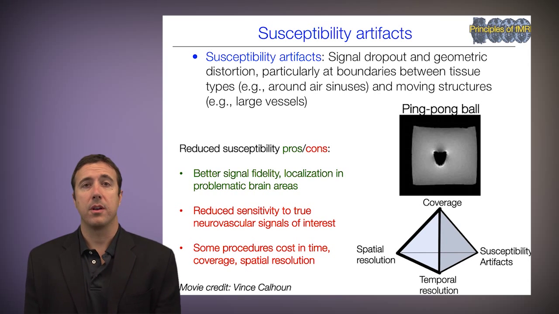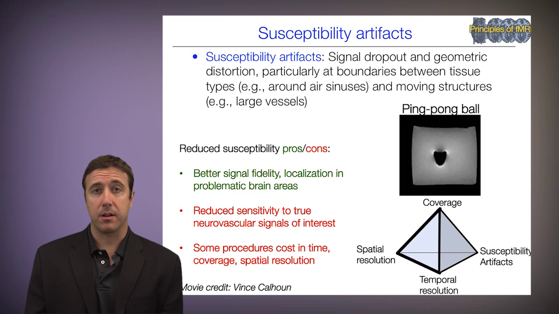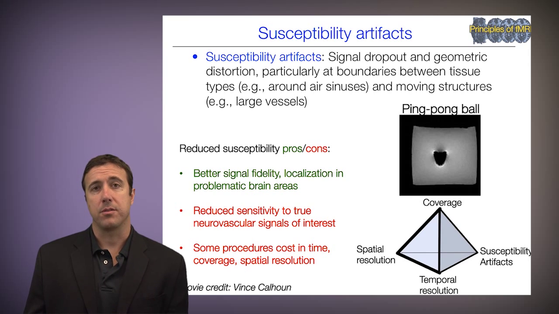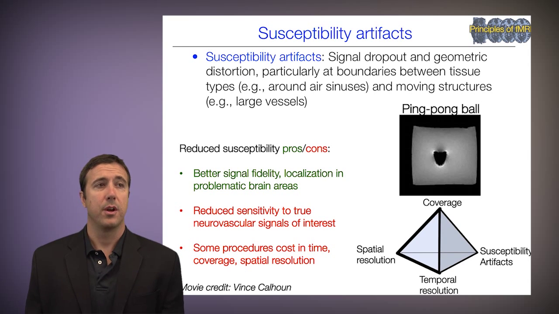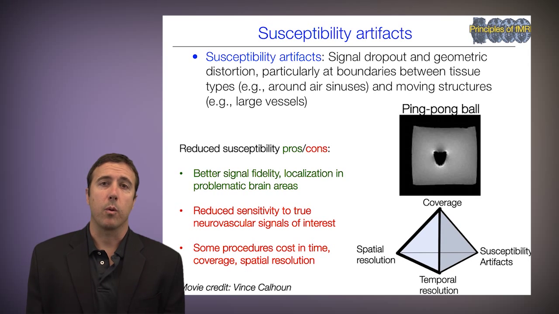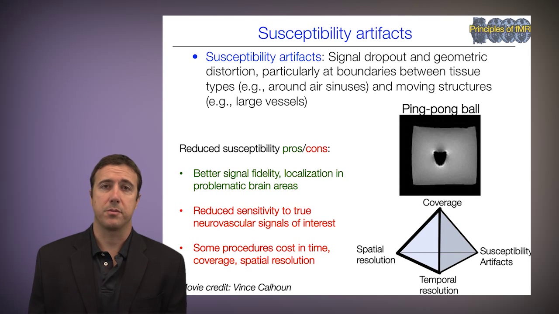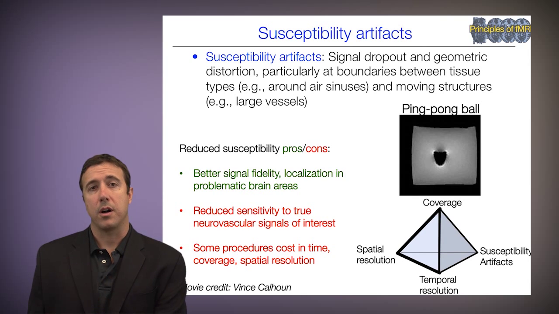So some pros of sequences that reduce susceptibility include better signal fidelity, better localization, particularly in high susceptibility areas like the orbitofrontal cortex, the amygdala, the ventral temporal cortices. Some cons are reduced sensitivity to the true neurovascular signals of interest, because the signal strength is going down overall, usually. And some procedures can give you a win, but they cost in time, in coverage, or spatial resolution. Z-shimming is an example of that, where there's a benefit in certain slices that are high susceptibility, but there's also a cost because it takes longer to acquire those images.